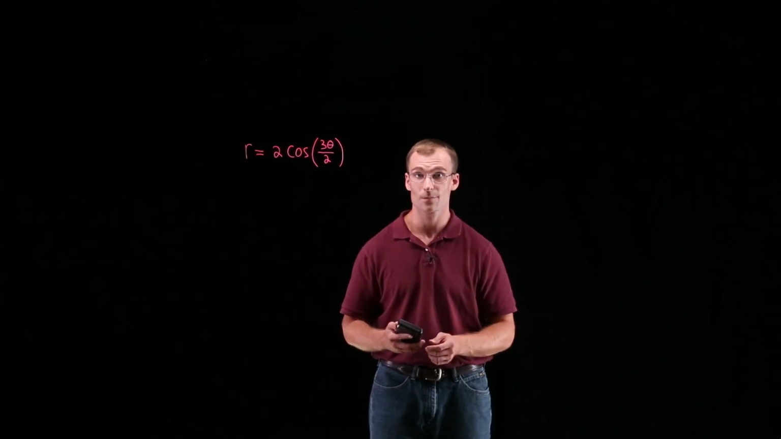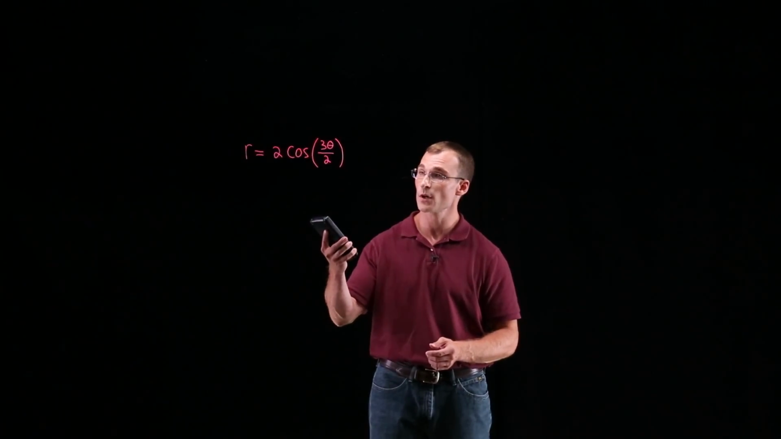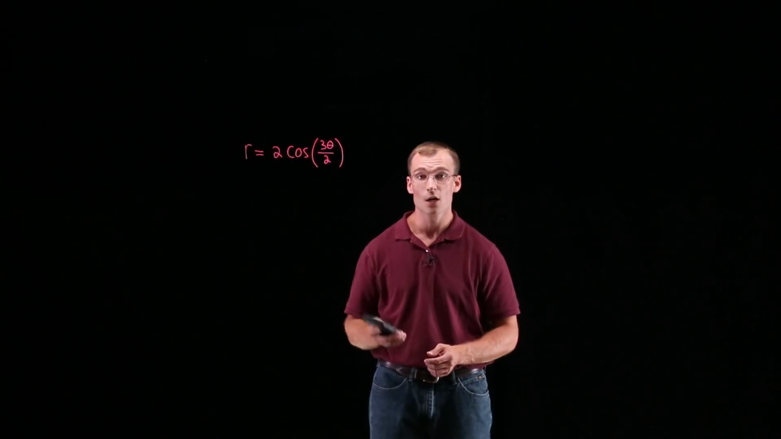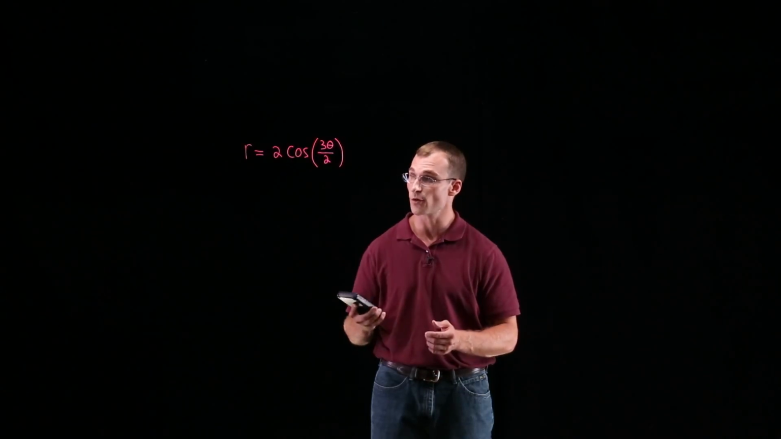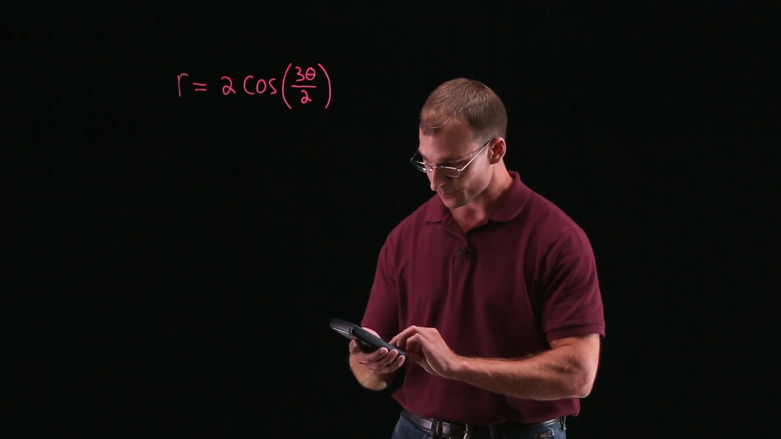Hi everyone, I'm Adam. In this problem, for a given polar equation, which we have as r equal to 2 times cosine of 3 theta over 2, we're going to use a graphing utility to make a graph of the equation, and namely we want to find an interval for theta in which the graph is traced out only once. So let's go ahead and get started.